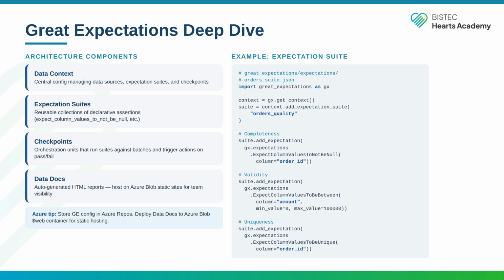The code example on the right shows a minimal expectation suite for an orders dataset. Notice how each expectation maps to a quality dimension. The not null check is completeness. The between check is validity. The unique check is uniqueness.